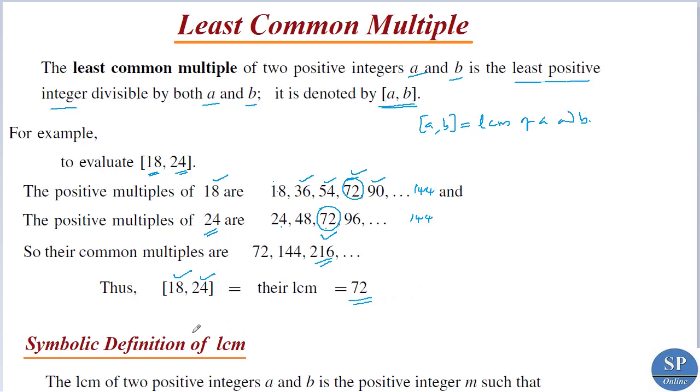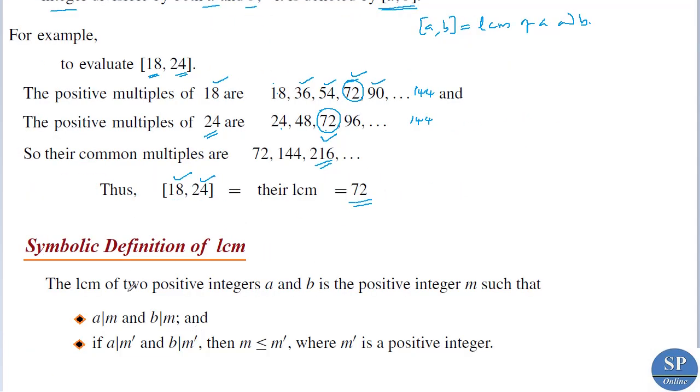Now we have the symbolic definition of LCM. The LCM of two positive integers a and b is the positive integer m such that a divides m and b divides m. That is the first property. That is, m is a multiple of a and m is a multiple of b. Now if a divides m dash and b divides m dash, then m is less than or equal to m dash, where m dash is a positive integer. That is, if m dash is a multiple of both a and b, then m should be less than or equal to m dash. That is the least common multiple of a and b.